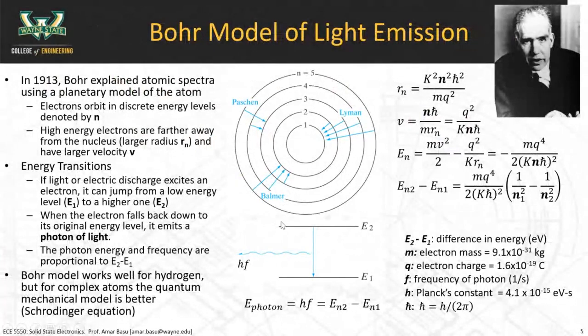So he said that when an electron goes from a high energy state to a low energy state, it gives off a photon of light. And the difference in energy between the two states determines the energy of the photon, and the energy of the photon in turn is related to its frequency or its wavelength.